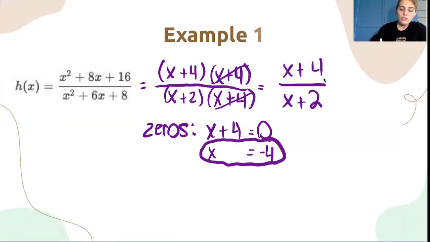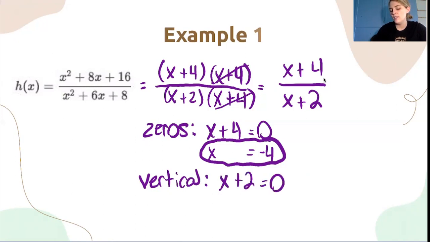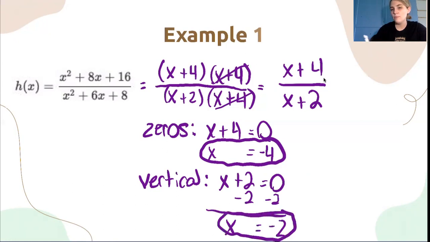Next, I'm going to look for my vertical asymptotes. I'm just going to say vertical. I find that with my simplified denominator, I'm going to set that equal to 0. I get negative 2 for my vertical asymptote. That's where there's just going to be a line that nothing ever hits.